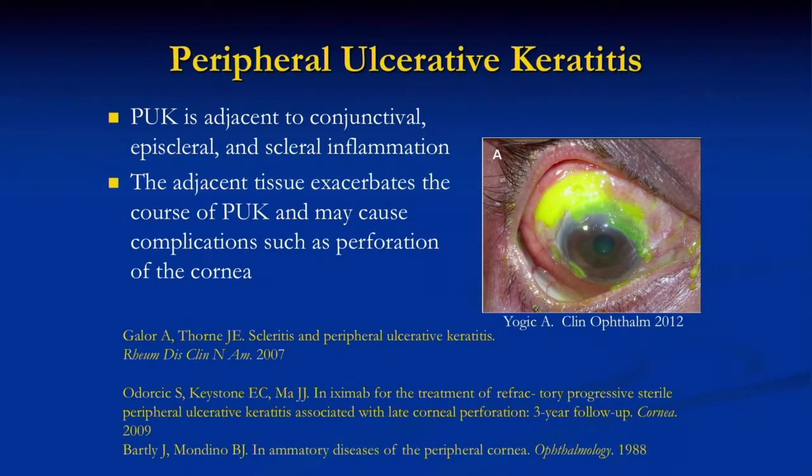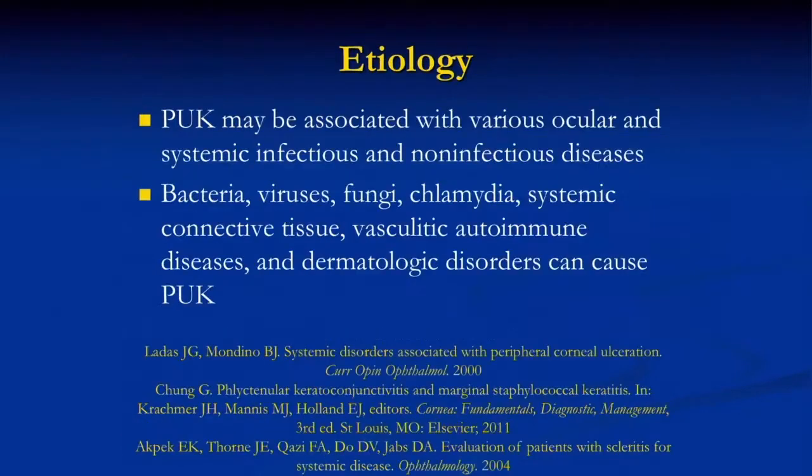PUK is adjacent to conjunctival, episcleral, and scleral inflammation. So this adjacent tissue exacerbates the course of PUK and may actually cause complications such as perforation of the cornea, as we could see about to happen in that picture. So PUK may be associated with various ocular and systemic infectious and also non-infectious diseases: bacteria, viruses, fungi, chlamydia, systemic connective tissue diseases, vasculitides, as well as dermatologic disorders that can cause PUK.